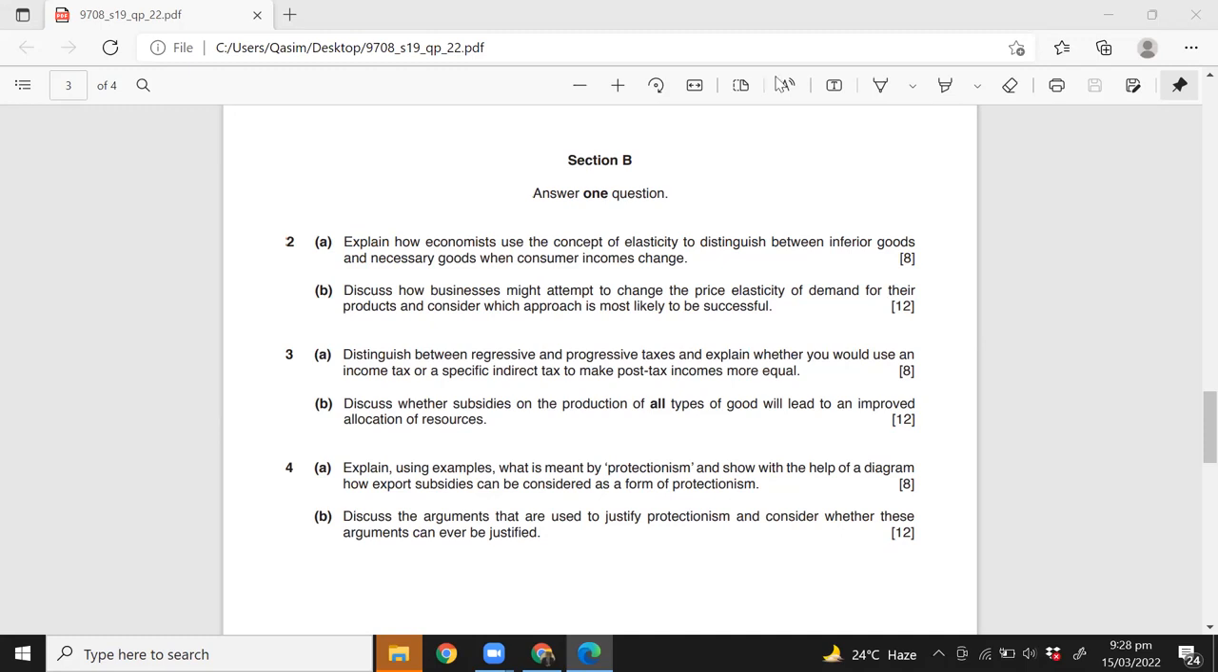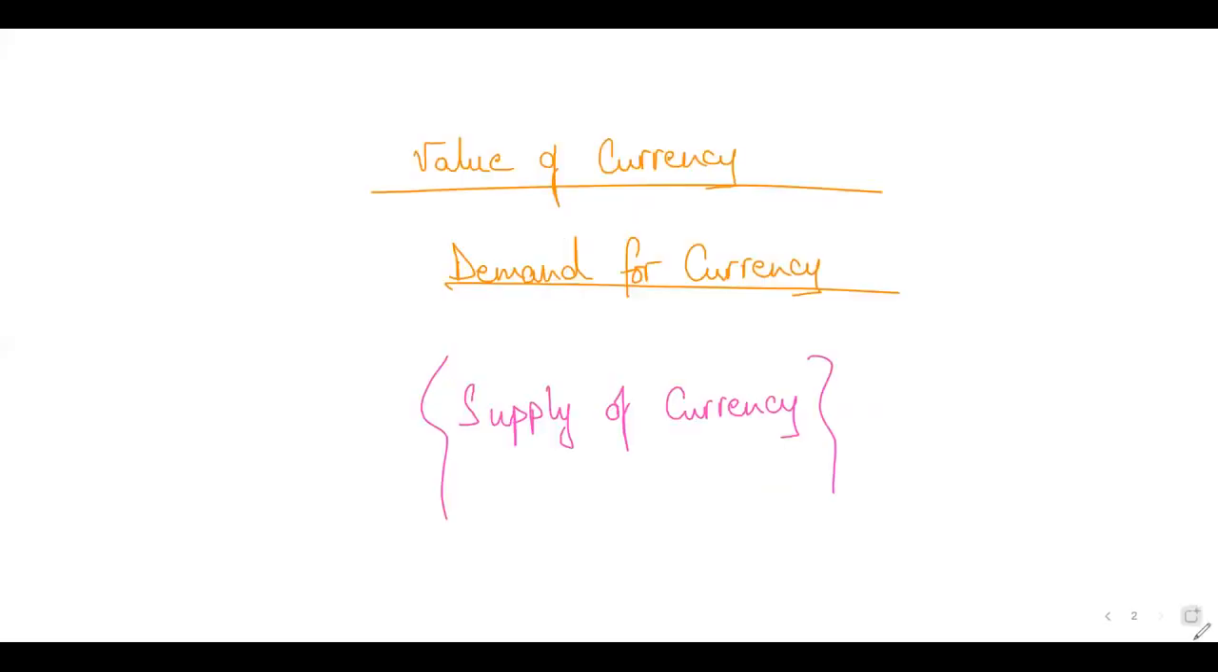Okay. Now have a look at this. Question 3 says, distinguish between regressive and progressive taxes and explain whether you would use an income tax or a specific indirect tax to make post-tax incomes more equal. I'm not starting off with the answer yet, I'm just understanding how much you know about this question.